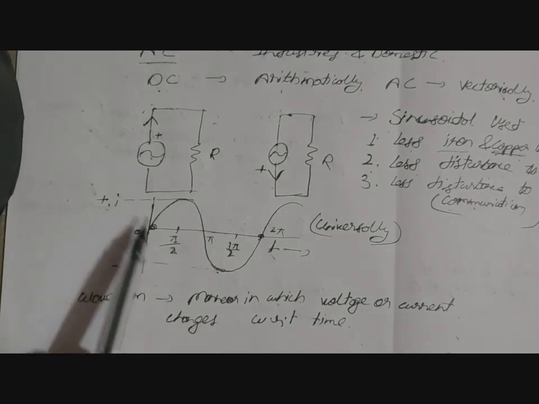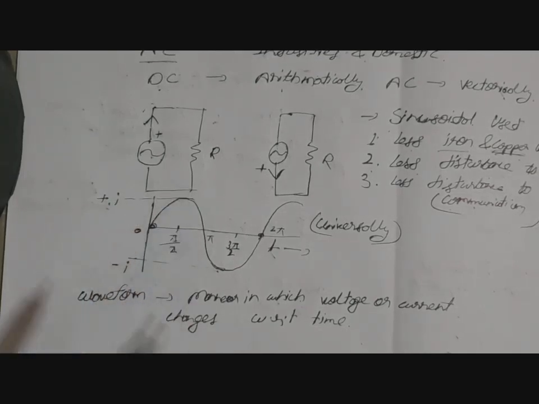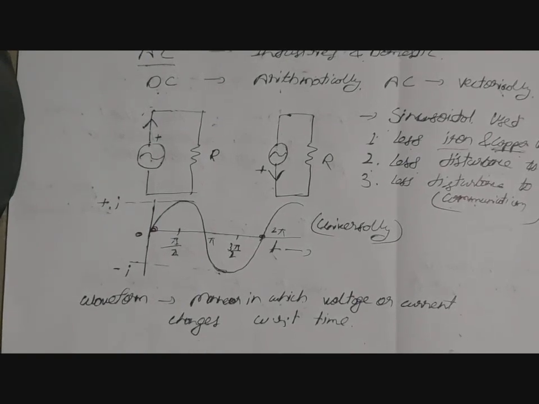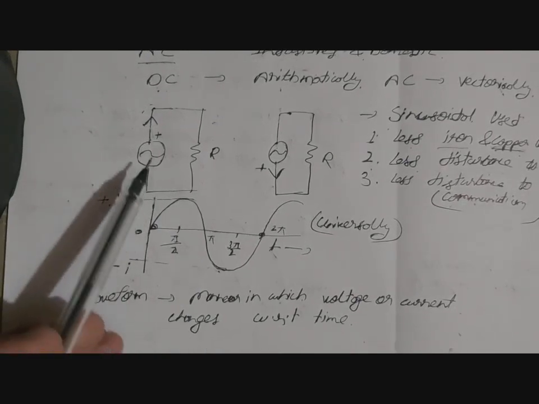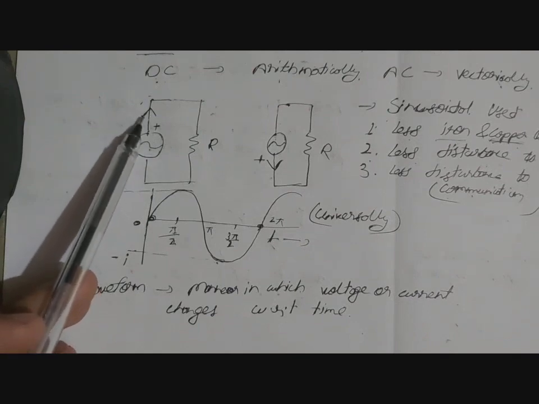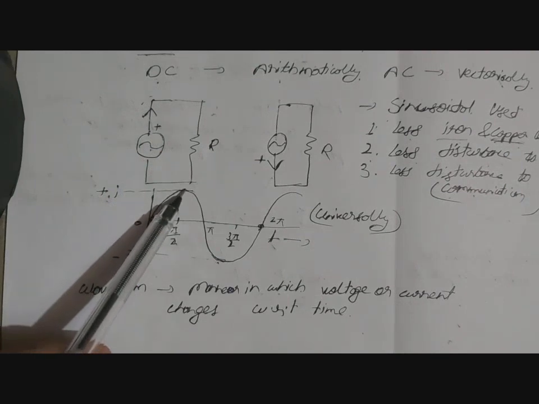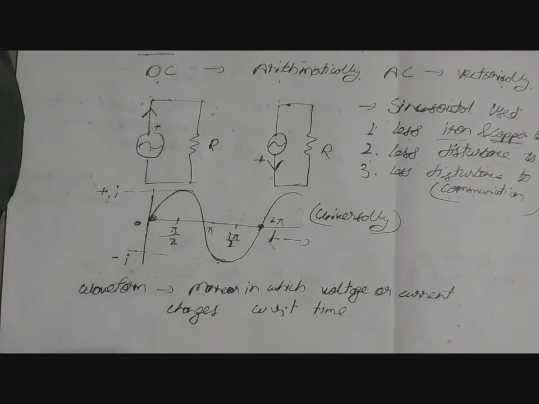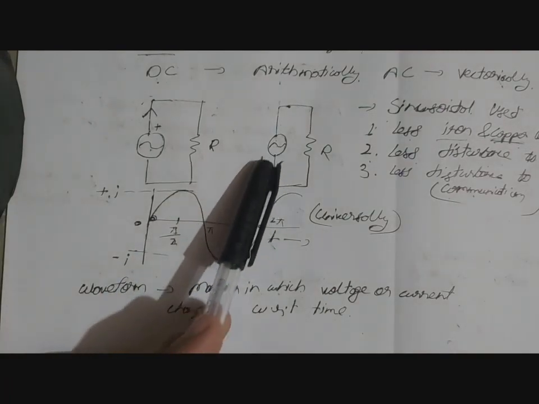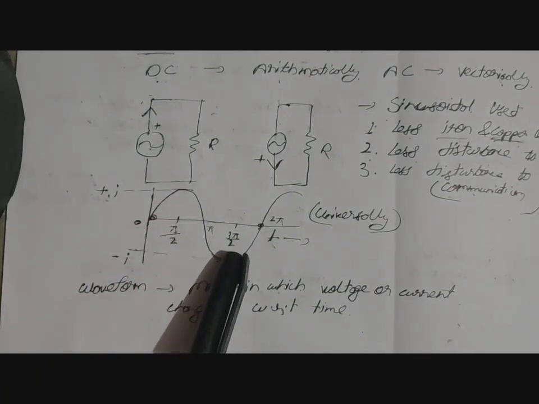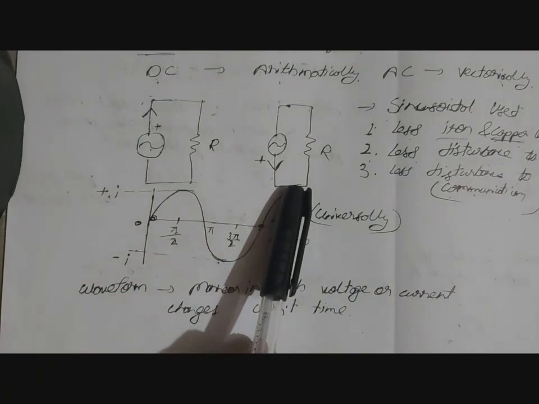So if we plot a sinusoidal waveform, what is a waveform? Waveform is the manner in which voltage or current changes with respect to time. In this direction the current reaches its maximum value, and after reaching a saturation point at the maximum value, the direction of current is reversed and goes in the opposite direction, and after reaching its saturation point it again changes its direction.